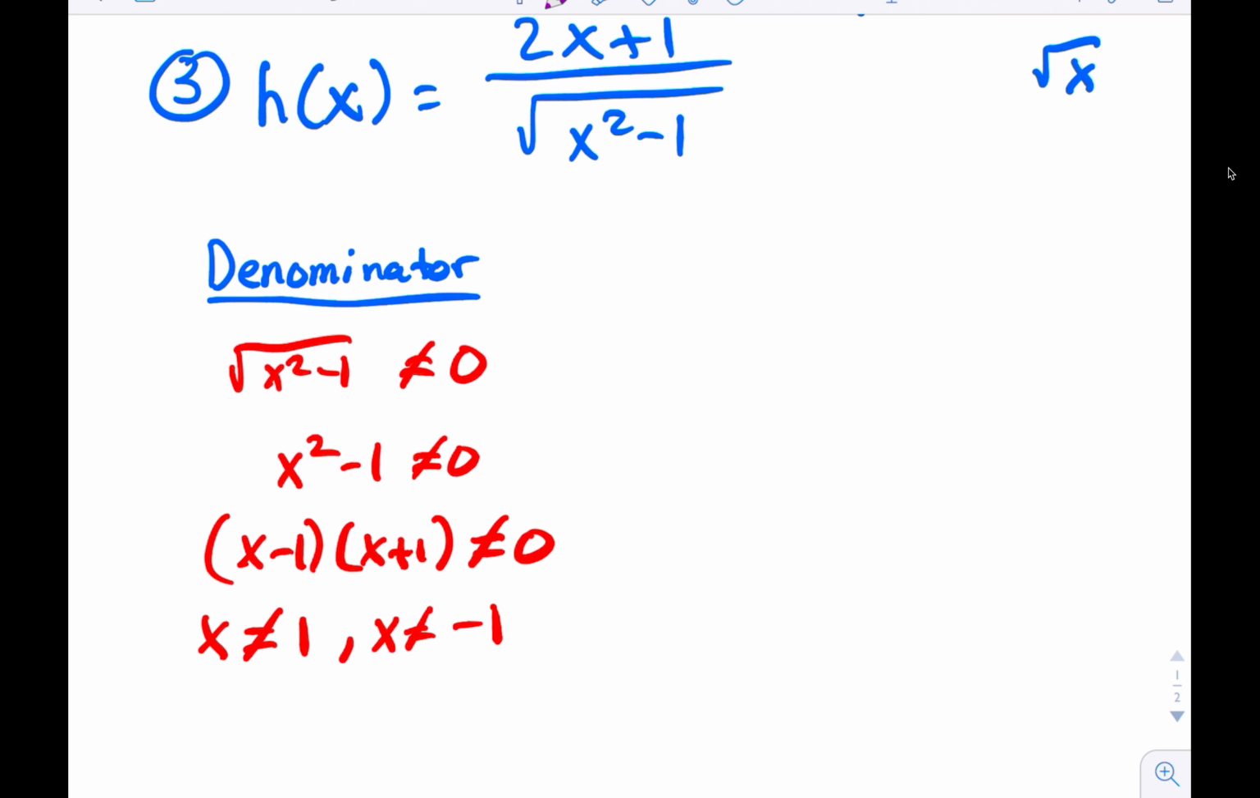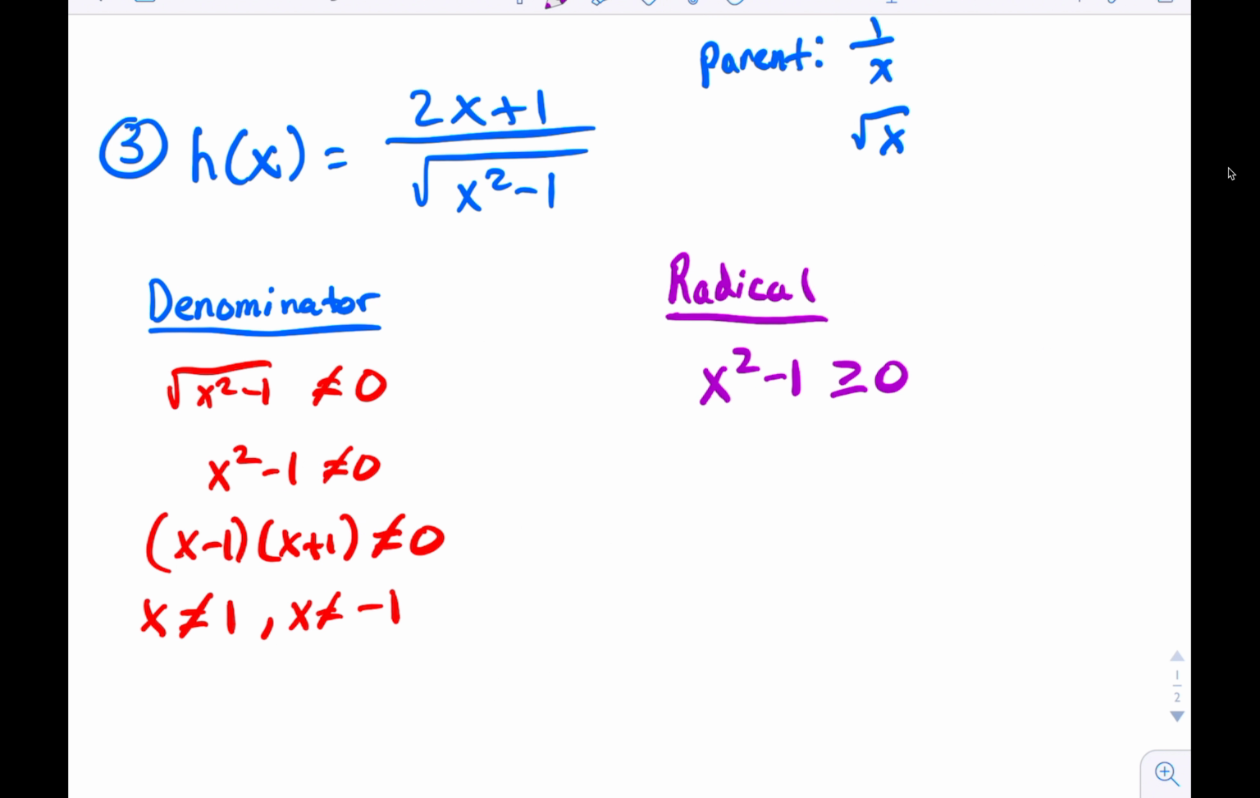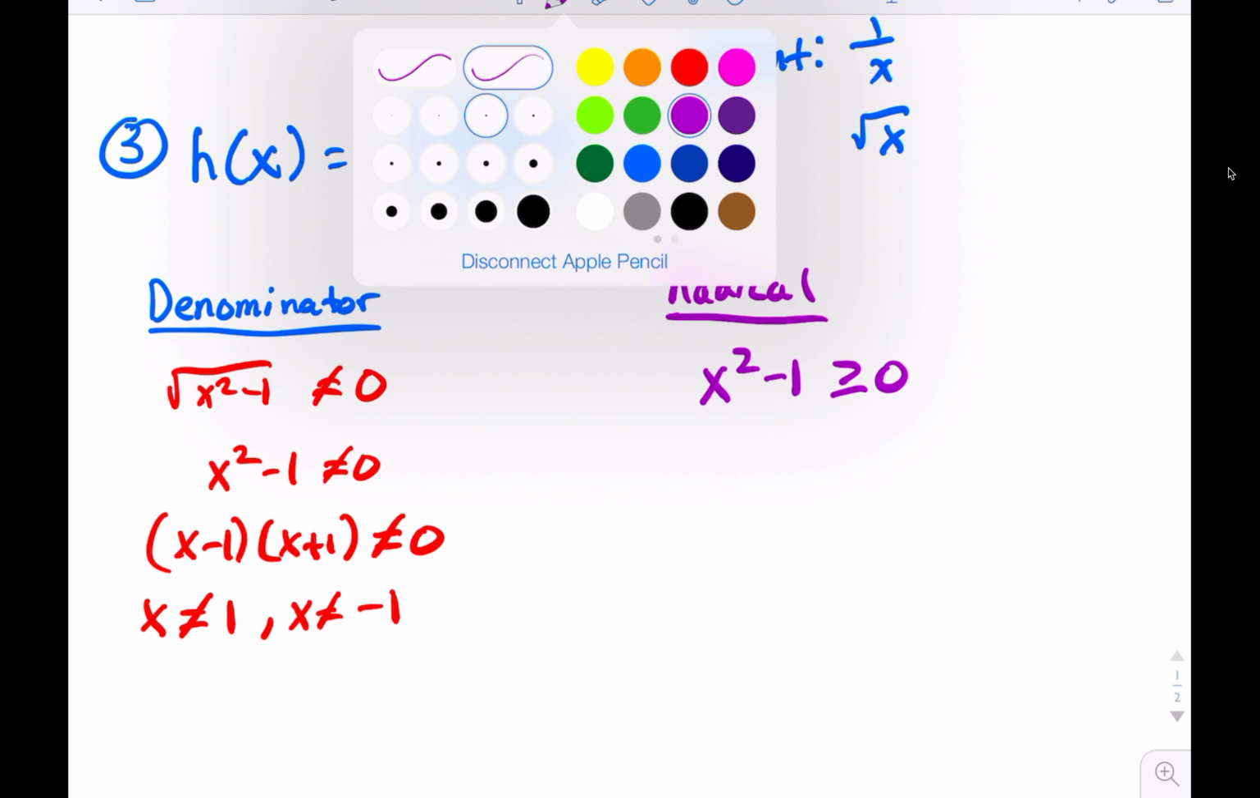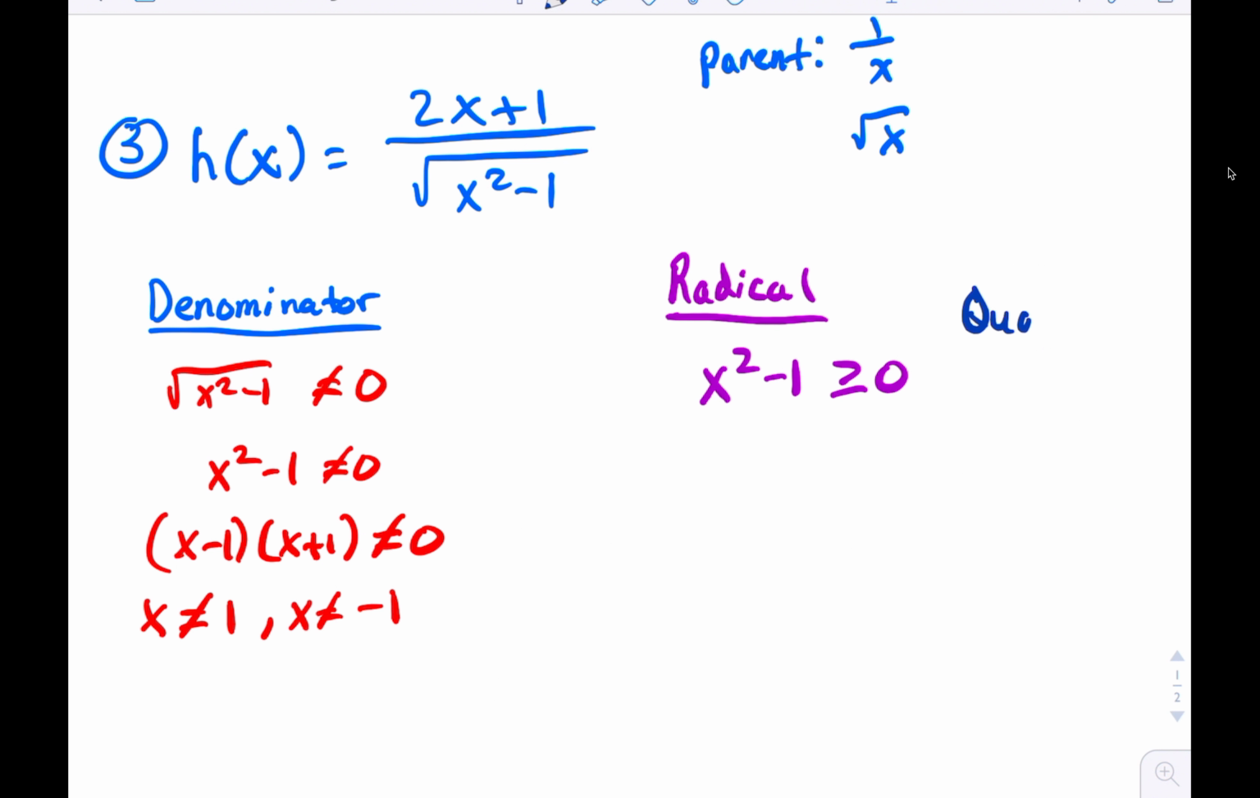Now the other part I have to do is the radical. Again, I want to make sure that x squared minus 1 comes out to be greater than or equal to 0. That's the inside part. Now the tricky part about this one is this is what's called a quadratic inequality. You guys might have done some of these in Algebra 2. They're pretty easy as long as you know what the graph looks like.